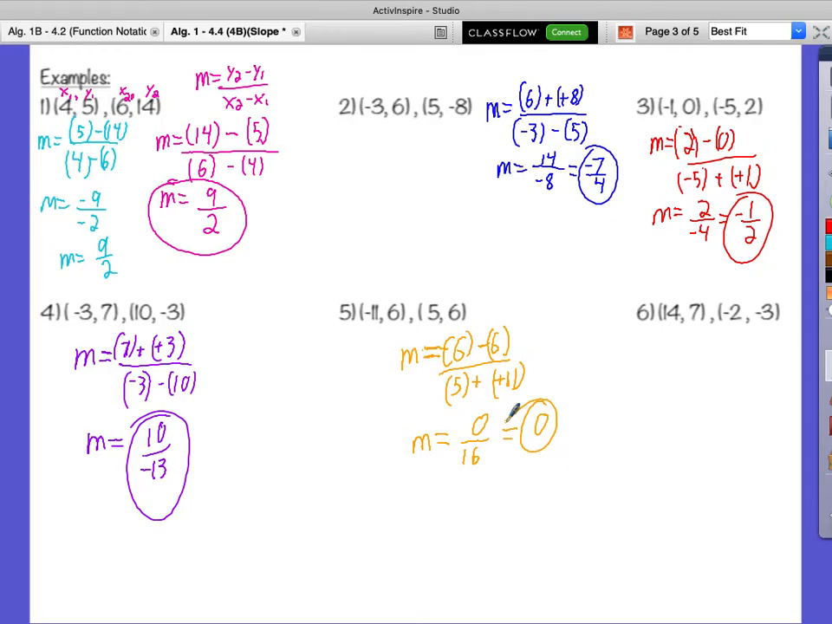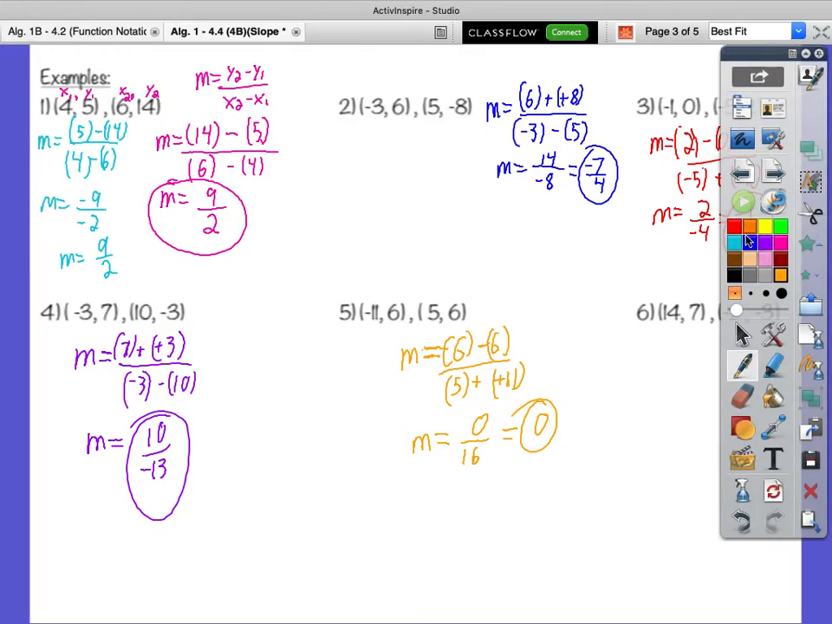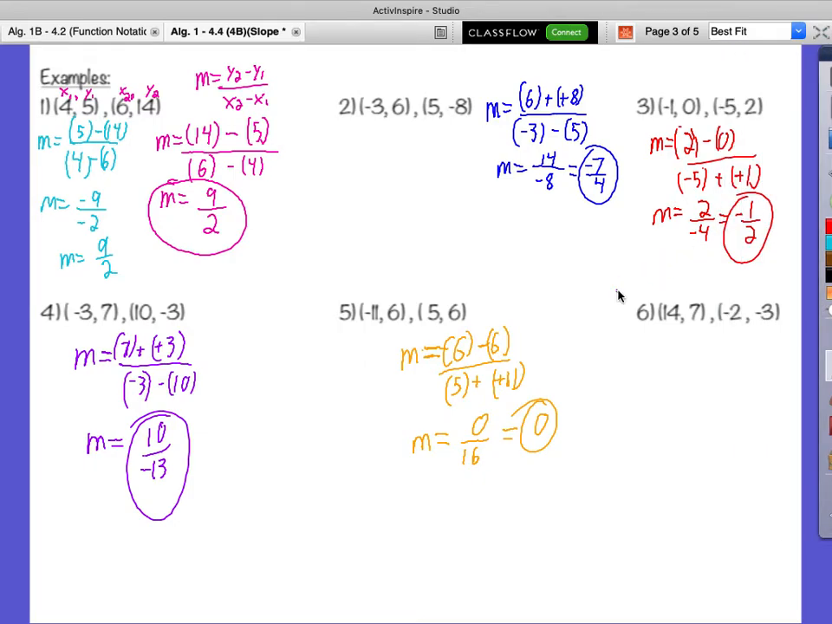Okay. So, with the slope here on our last problem, number 6, 14 comma 7, negative 2 comma negative 3, okay? If we like to put the negative number second, what numbers would we put first here?